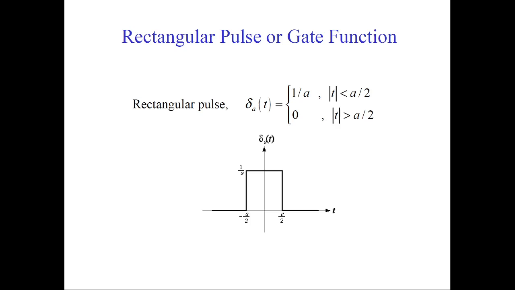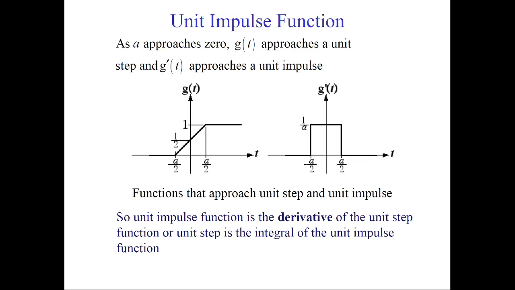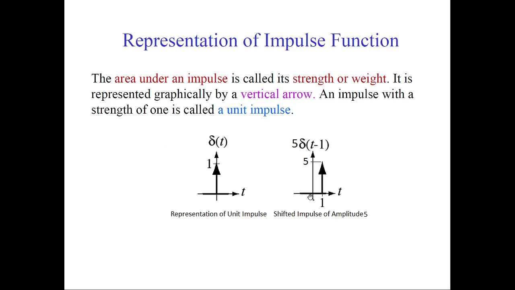Okay, so that is the unit rectangular pulse or gate signal. Here, the next signal is very important: the unit impulse function. So what is the unit impulse function? It is nothing but the derivative of the unit step function, or the unit step is the integral of the unit impulse. If you take the derivative of the unit step, you get the impulse signal, and if you integrate the impulse function, you get the unit step signal. I will show you the representation of this one.